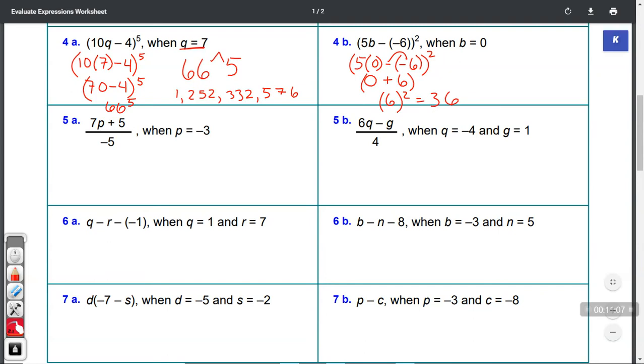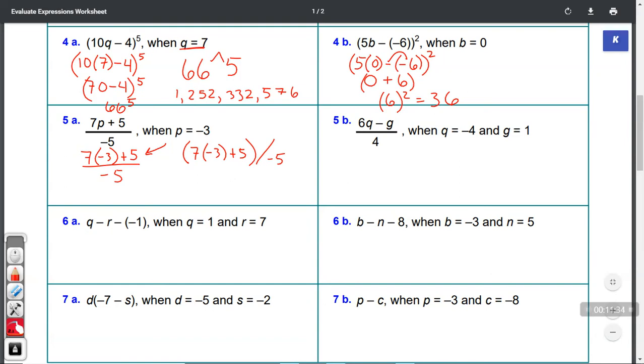Let's look at the next one. 7p, so 7 parentheses where the p was, and I'm going to insert negative 3 plus 5 over negative 5. Now be careful, everything up top must be done first. If you want to type this directly into your calculator, you must start with parentheses for up top. 7 parentheses negative 3 plus 5, and then end those parentheses before hitting divide by negative 5. Otherwise, your calculator won't do everything up top first.